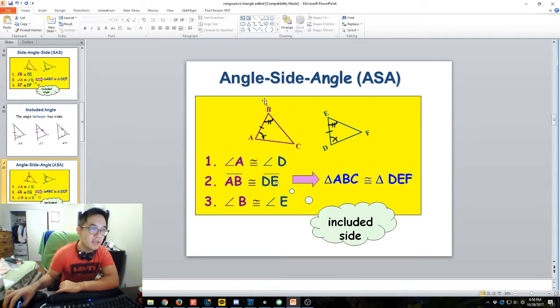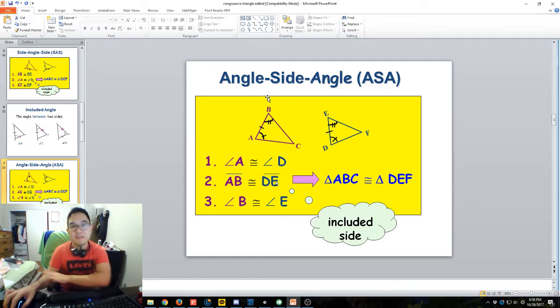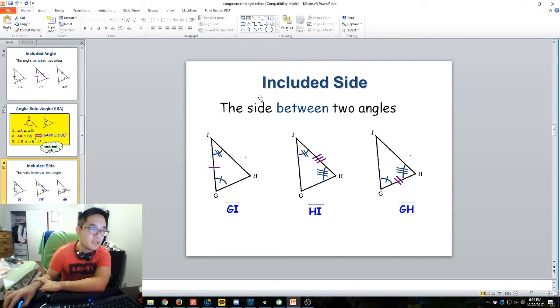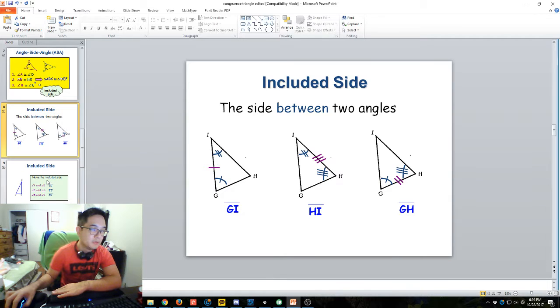So angle, side, angle. It's similar to side, angle, side, but in angle, side, angle, the side is between the two angles, so it's an included side. The first one, you have a side on the left that's being sandwiched by two angles. Second one, you have a side on the right that's being sandwiched by the two angles, and then the third one, you have a side that's being sandwiched by the two angles on the bottom.